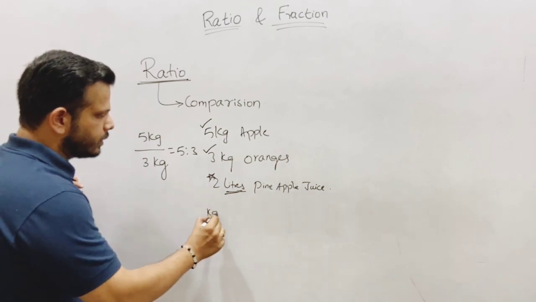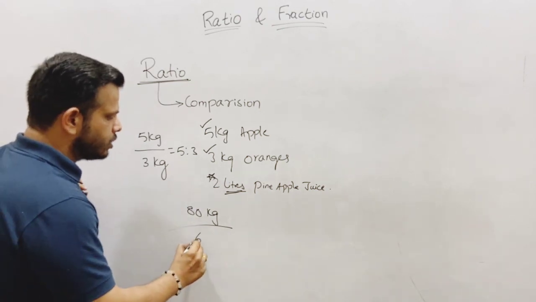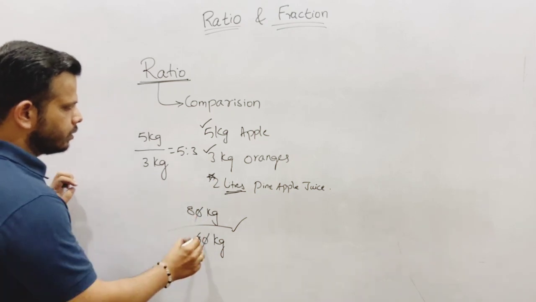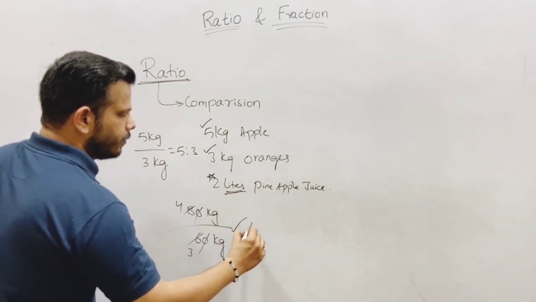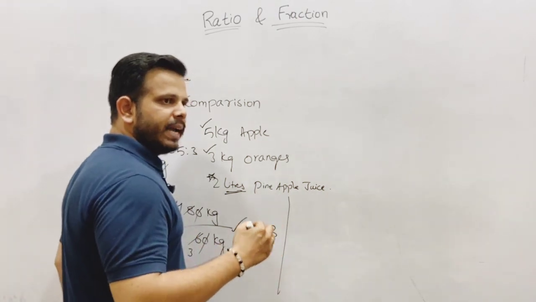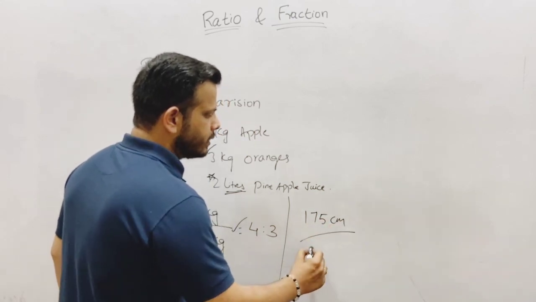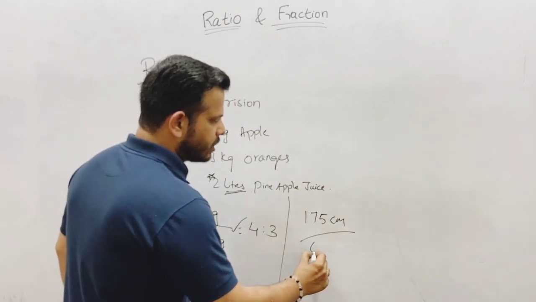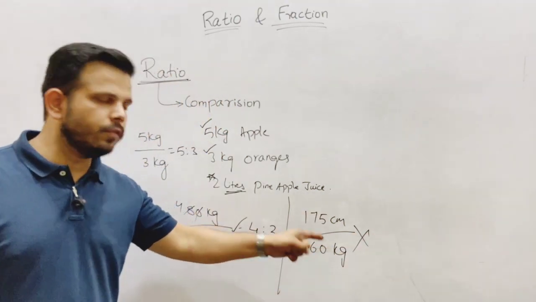Let's say my weight is 80 kg. Your weight is 60 kg. I can compare this. Our ratio is 2 threes are 6, 2 fours are 8, so our weight ratio is 4:3. It is fine. But I can't compare my height with your weight. My height is 175 centimeters. Your weight is 60 kg. We can't compare these quantities because these both are of different units.